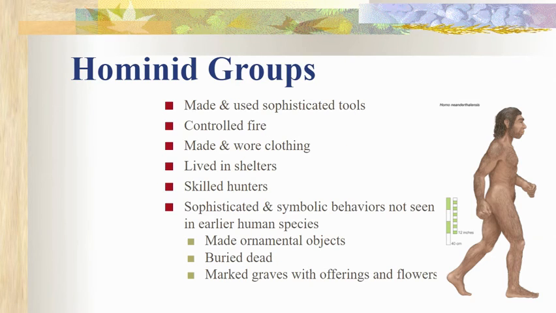They made and used sophisticated tools. They controlled fire. They made and wore clothing. They lived in shelters, which they made rather than living in caves. They were skilled hunters, and they had sophisticated and symbolic behaviors that weren't seen in earlier human species. For example, they made ornamental objects. So they made objects that weren't necessarily needed, but things that were aesthetically pleasing. They buried their dead and they marked graves with offerings and flowers.